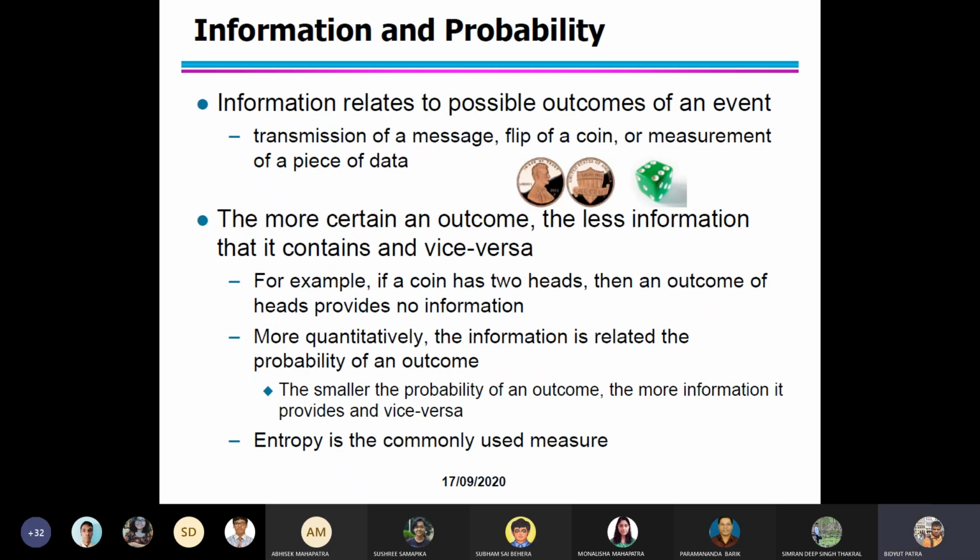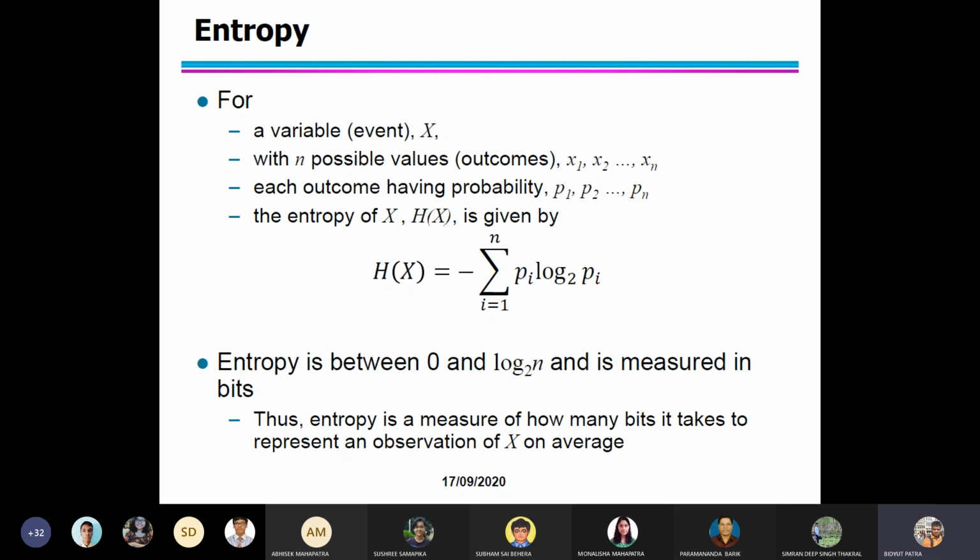Information relates to the possible outcomes of an event, like transmission of a message, flip of a coin, or measurement of a piece of data, and whether you have an idea in which class this item belongs. There is a probability that it may be in class A or B. These are the outcomes of the event. In this example, we generally compute the entropy, a common measure for many applications. Here also we can do it. What is that entropy?